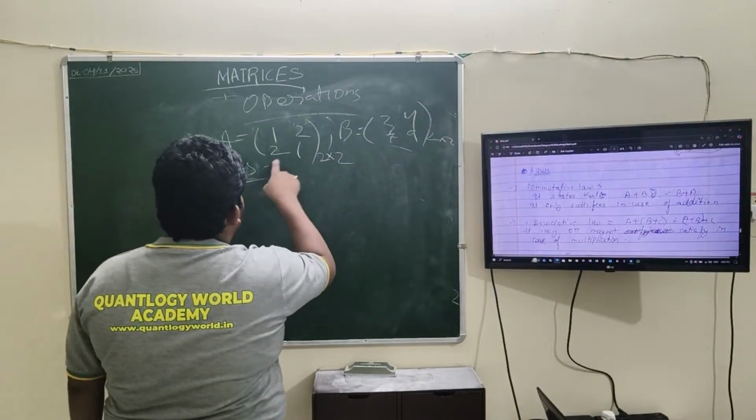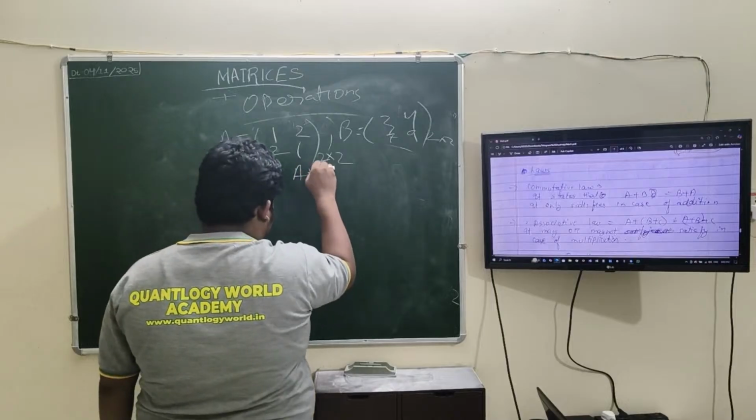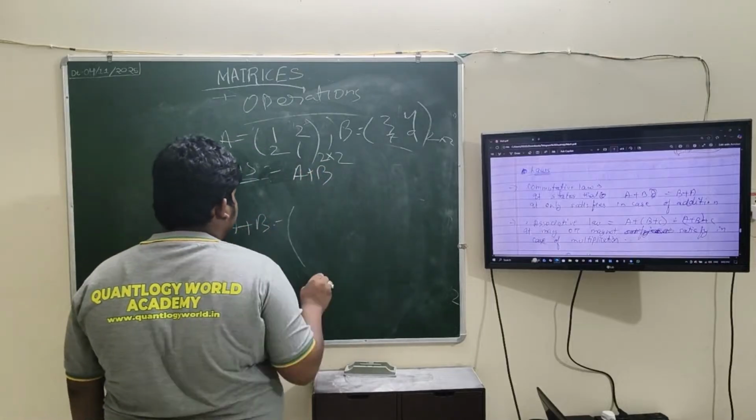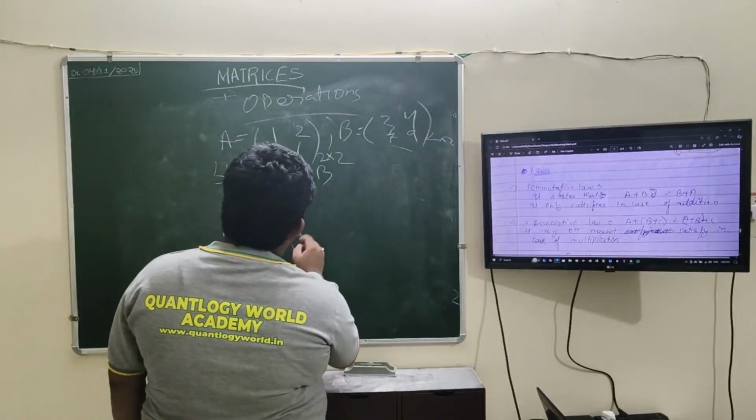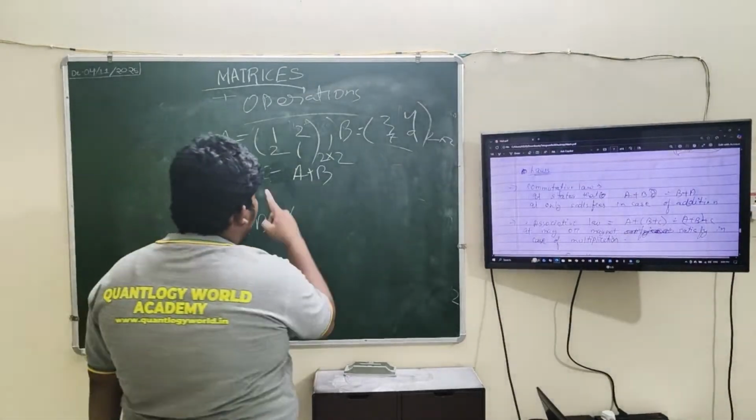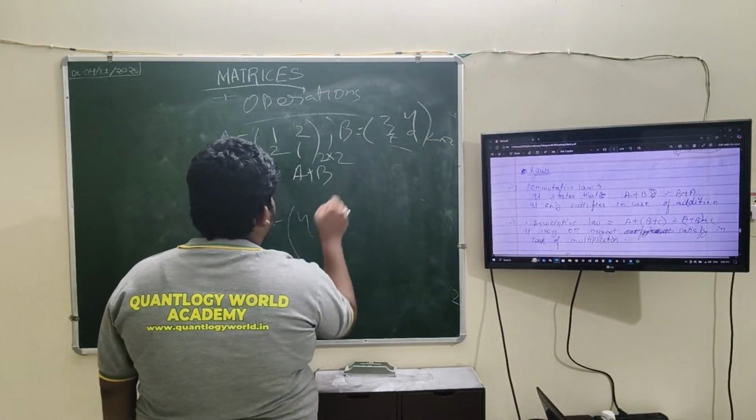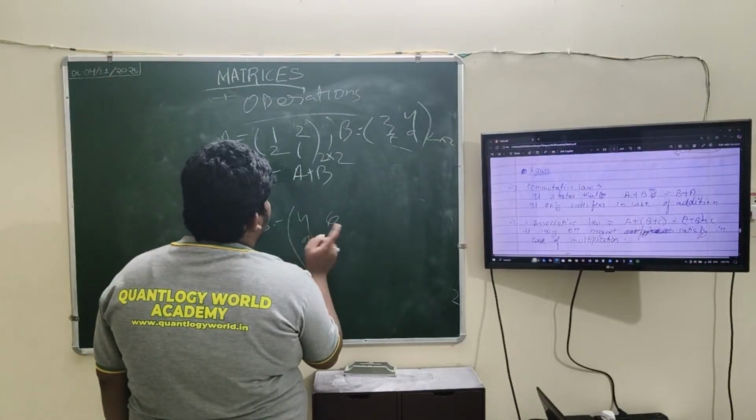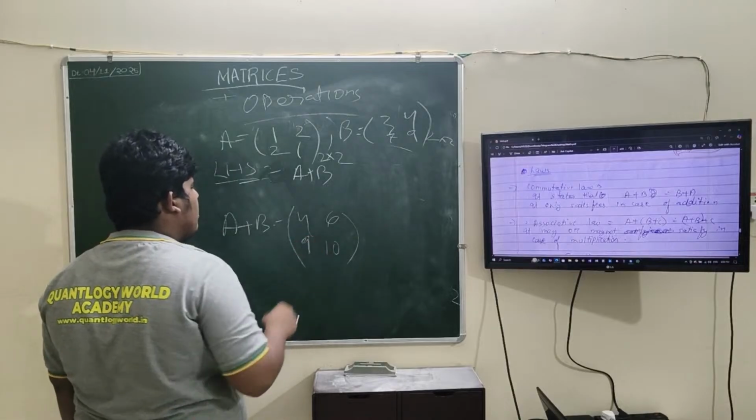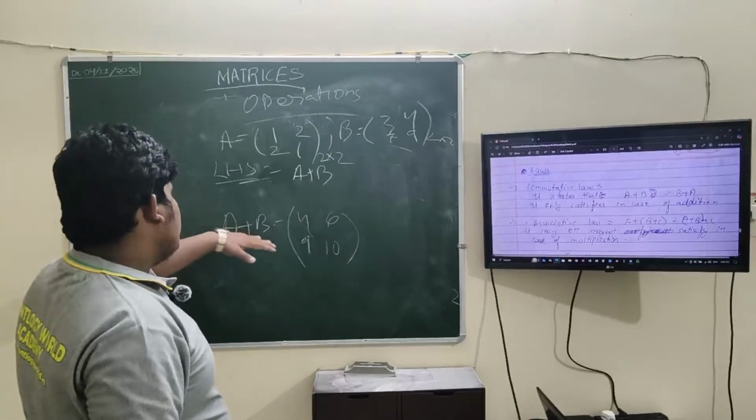The LHS part of the law is A plus B. So A plus B equals 1 plus 3, first element of matrix A to the first element of matrix B. So 1 plus 3 is 4, 2 plus 4 is 6, 2 plus 7 is 9, and 1 plus 9 is 10. This is the LHS part of the law, which is A plus B.